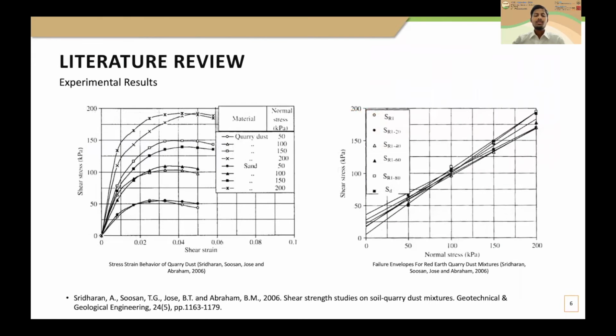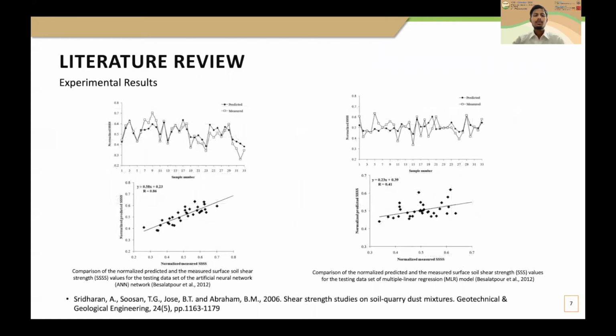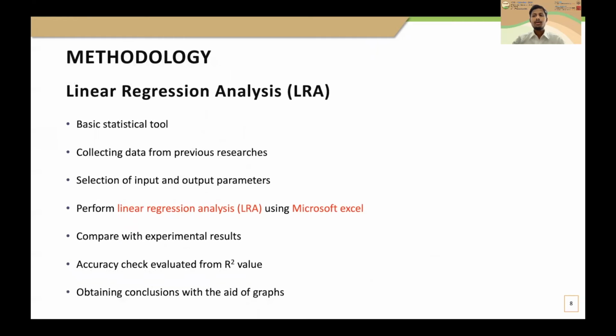These are some experiment results that I have got from the literature review. In this research, I'm going to use two statistical tools. They are linear regression analysis and artificial neural network modeling. First, let's go to the linear regression analysis. It is a basic statistical tool.